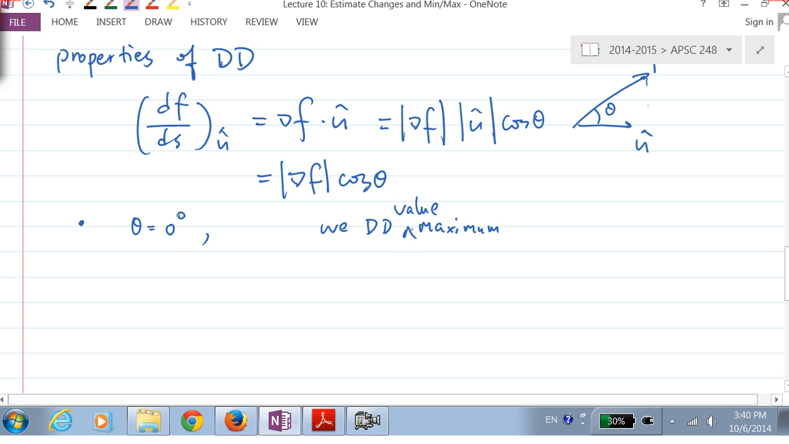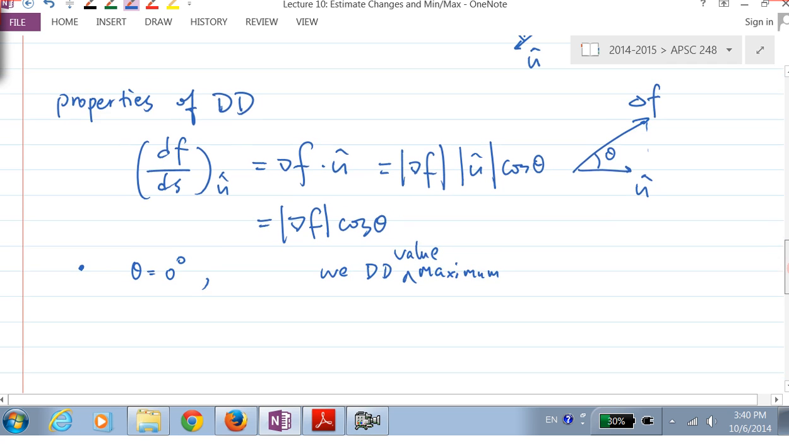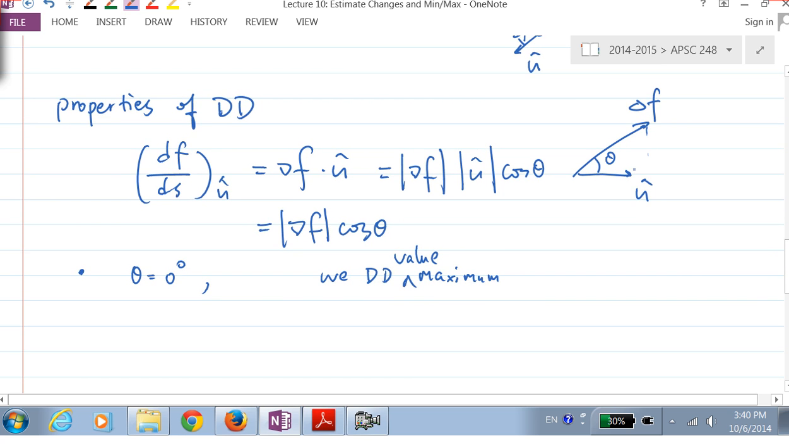Okay, we have this maximum here. So if it is maximum, let's interpret this conclusion again here. Okay, when theta is 0, what does that mean? That basically means the del f and the u hat are not just parallel, actually pointing to the same direction, right? So that means del f is in the same direction as u hat.